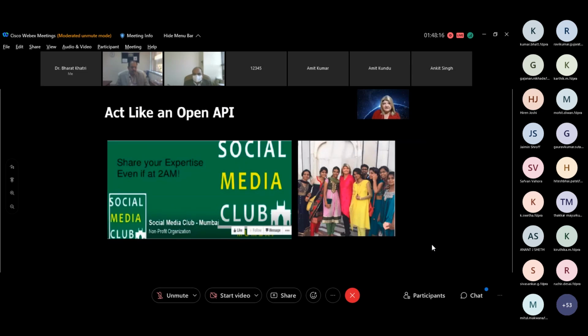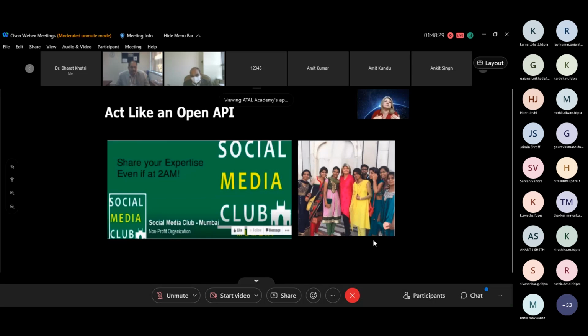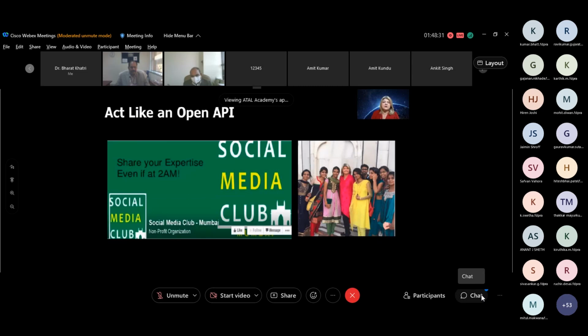And so one of the things that I think a great leader does, especially moving forward, is acting like an open API. Now, you're all technologists, so you know an open API enables a company to share their knowledge and their subject matter expertise with other companies. Typically, other companies will pay for that knowledge. But I think a great leader in this century acts like an open API at all times.